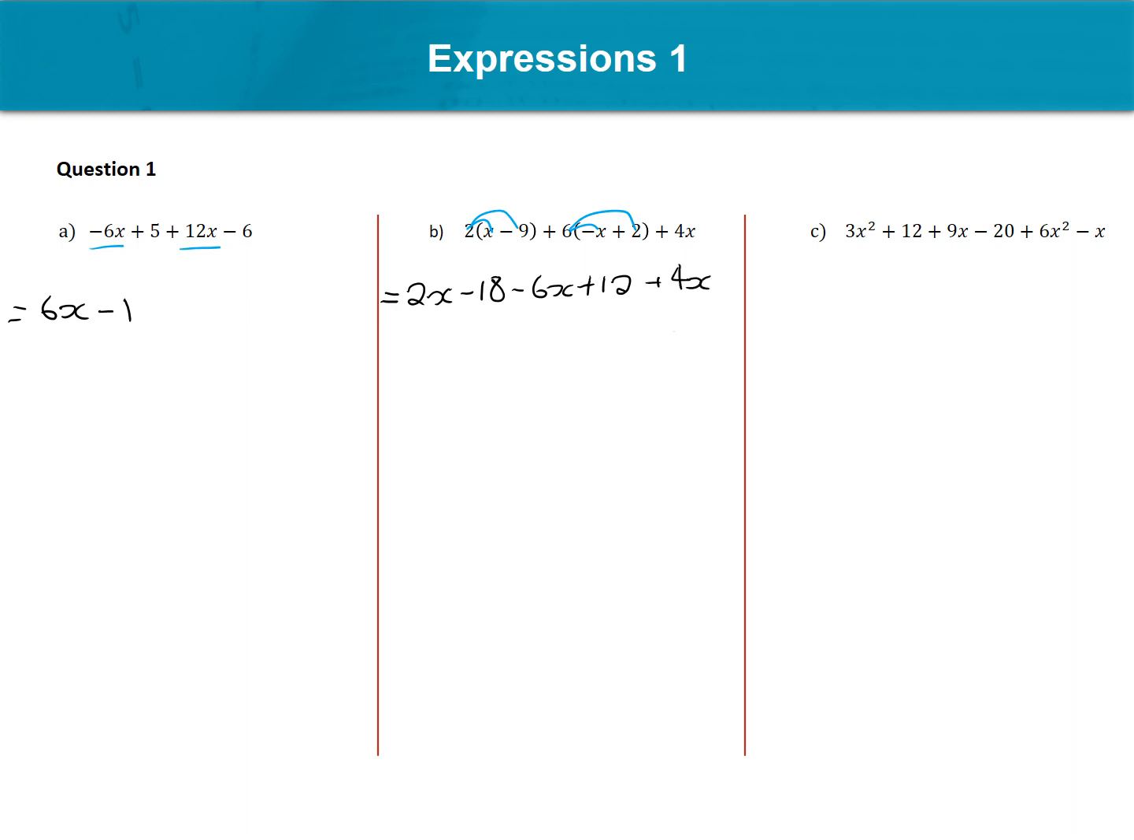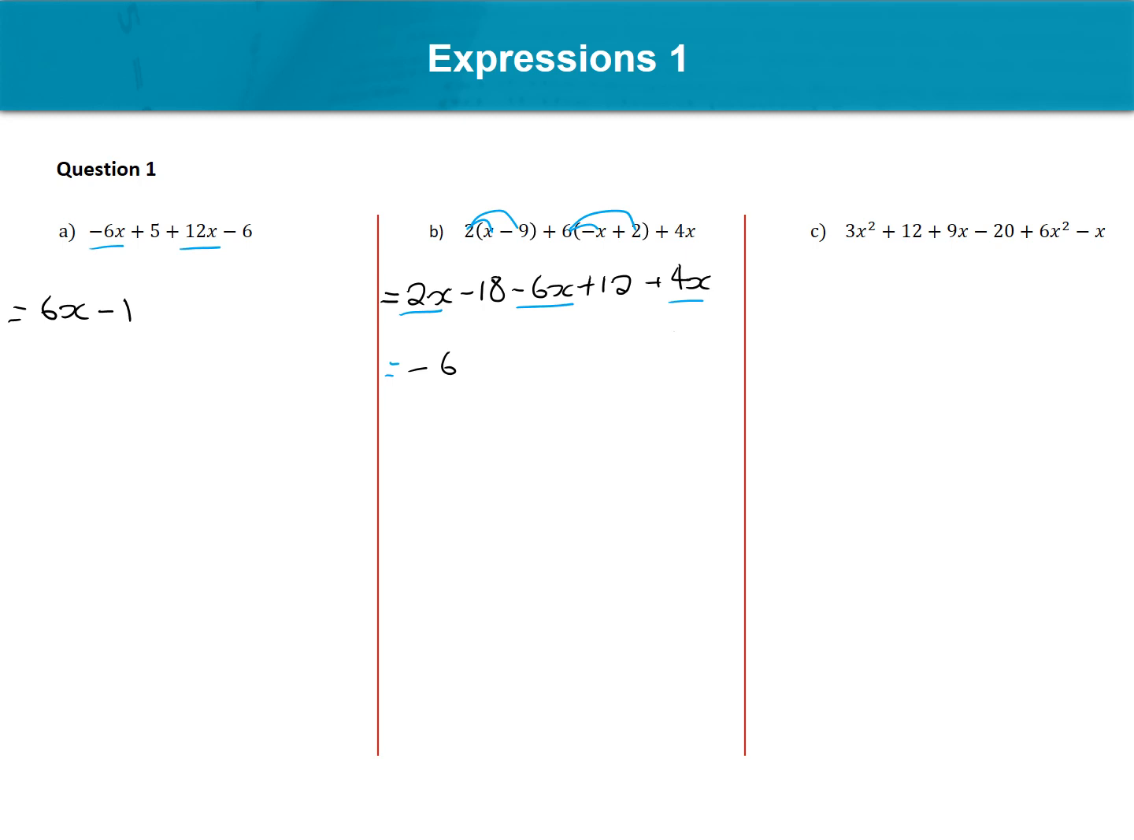So now we can add all of our like terms. 2x minus 6x leaves you with negative 4x, plus 4x leaves you with 0x. Negative 18 plus 12 leaves you with minus 6.